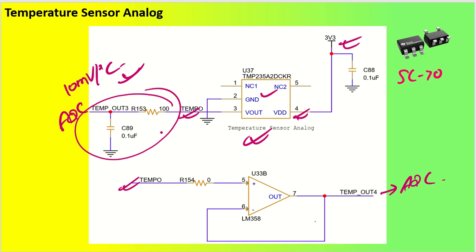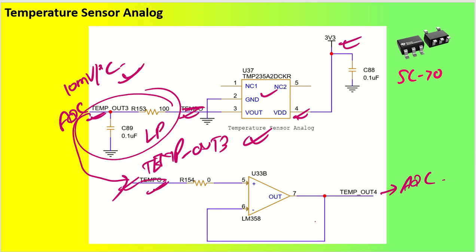Or, instead of sending it to temp out, temp out 3 can be sent here to the buffer, because there is already a low pass filter available here. So after the low pass filter you send it to the buffer, and then the buffer output signal you can send to your ADC for the measurement of the temperature sensor.